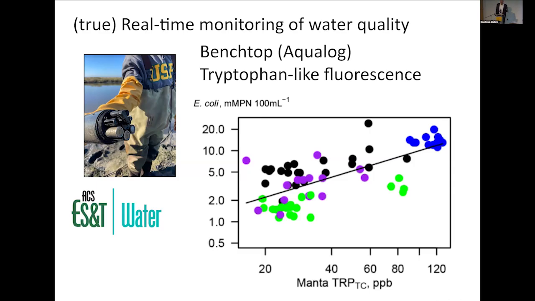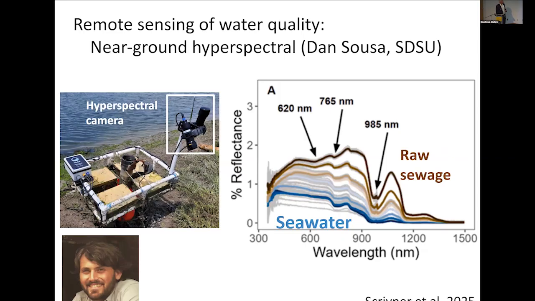Okay, so that's one opportunity going forward: advanced sensors to monitor water quality in real time. Another one is remote sensing. We have installed what's called a hyperspectral camera. Most cameras use 3 wavelengths, red, green, blue. This measures hundreds of wavelengths, not just 3. And we can see from laboratory experiments that the camera response changes as you increase the amount of wastewater.